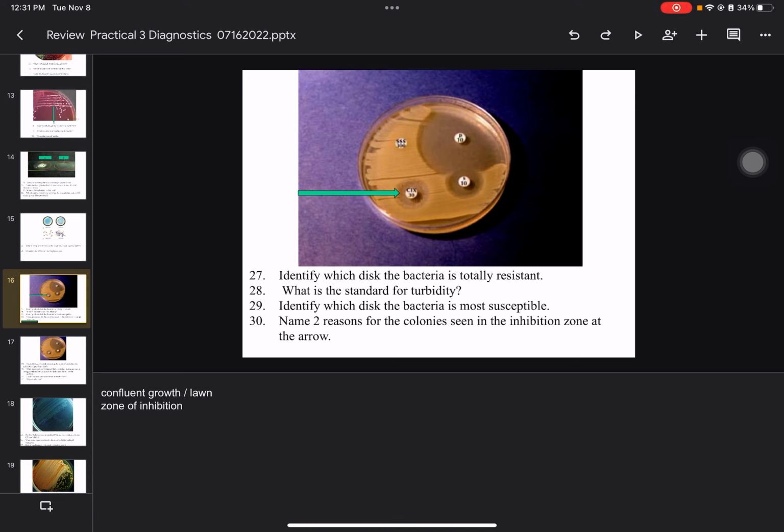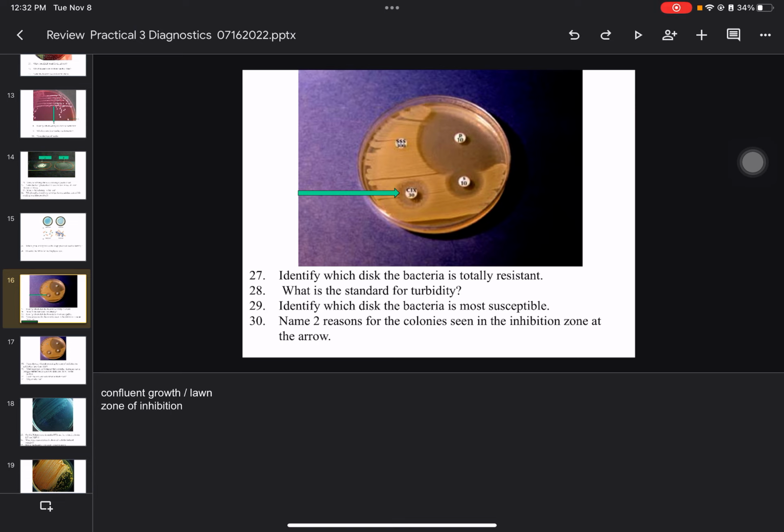Which one of those shows complete resistance? SSS. Which of them is likely to be considered sensitive? P.